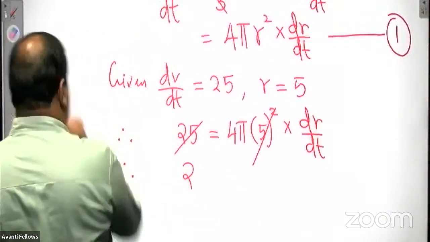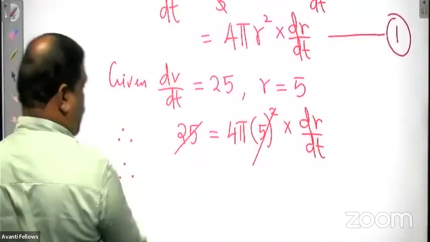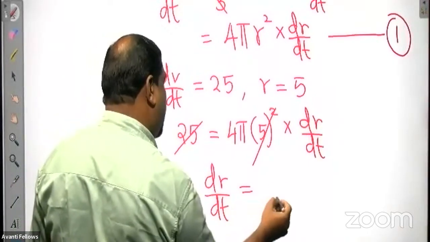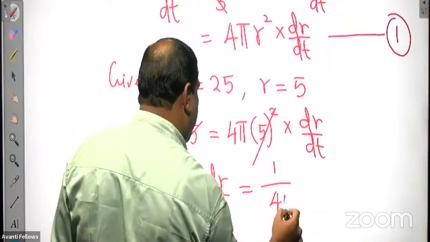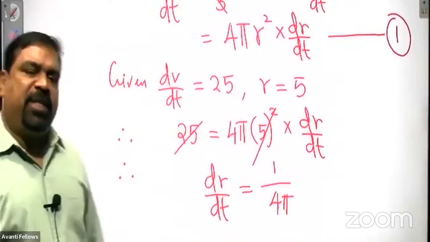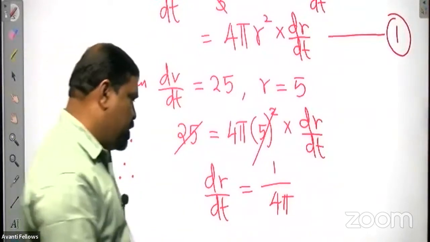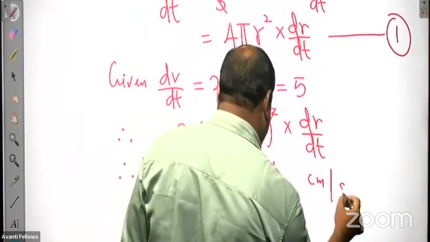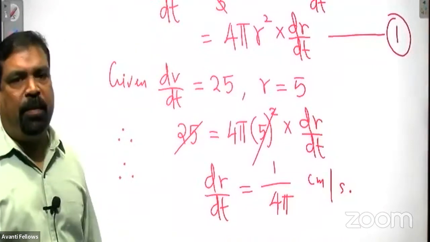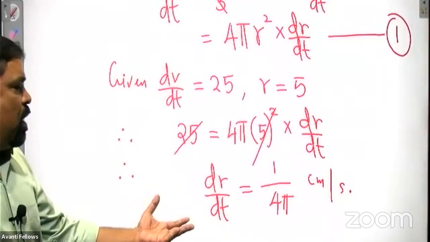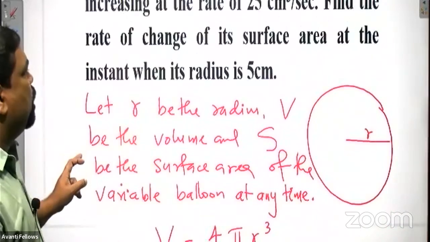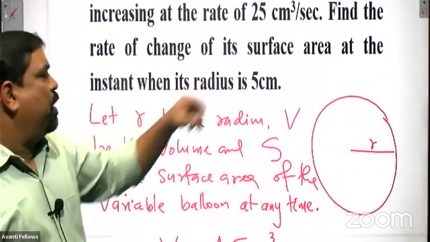Therefore, dr by dt is equal to 1 divided by 4 pi centimeter per second. So the radius is increasing at the rate of 1 by 4 pi centimeter per second. But this is not our required answer. We have to find the rate of change of its surface area. That is our target.